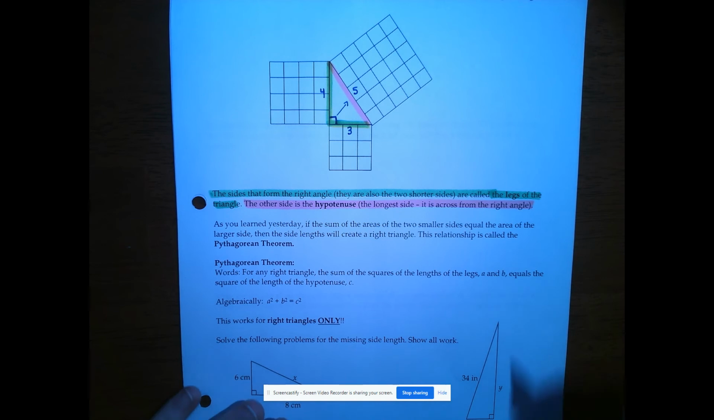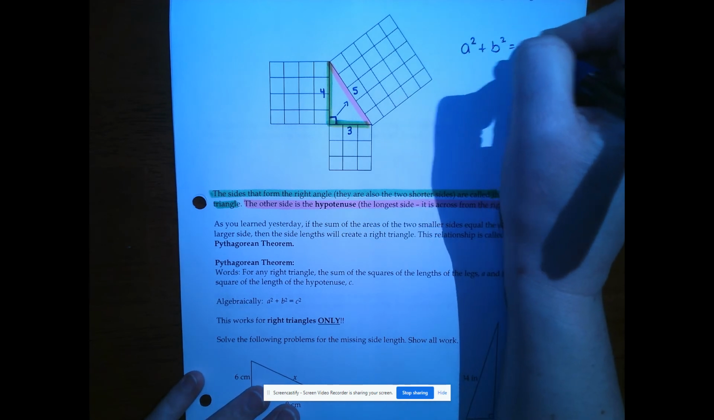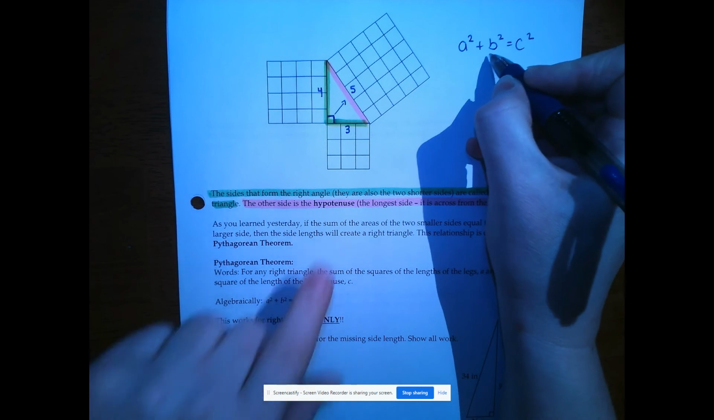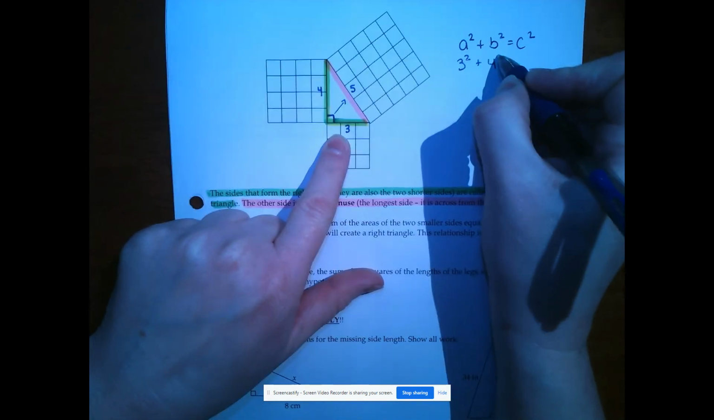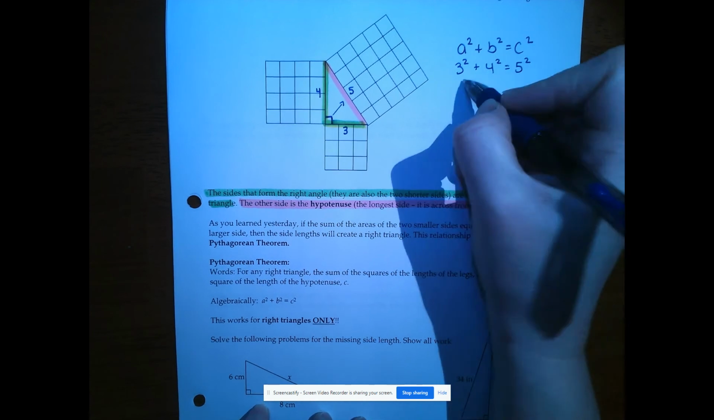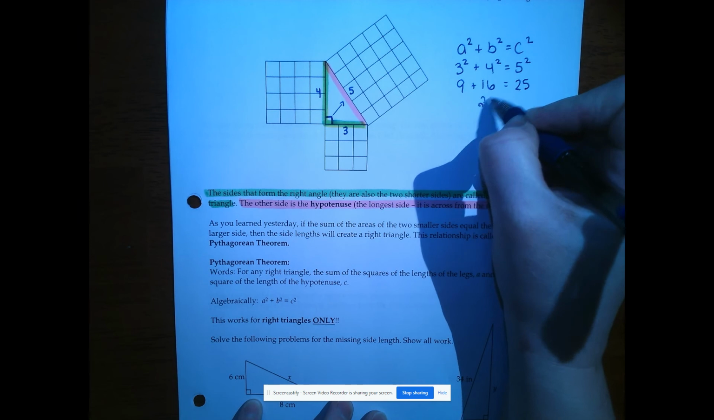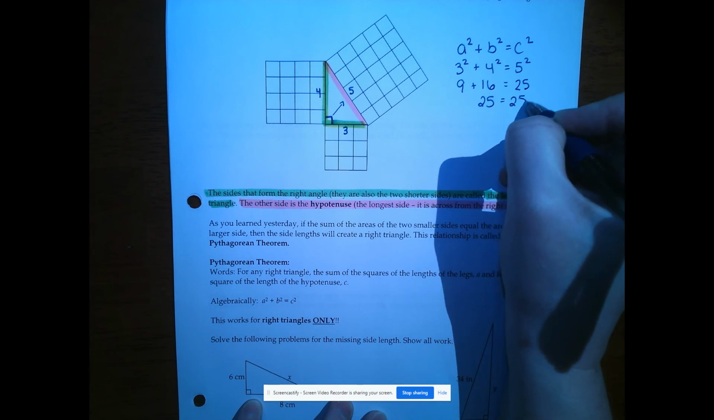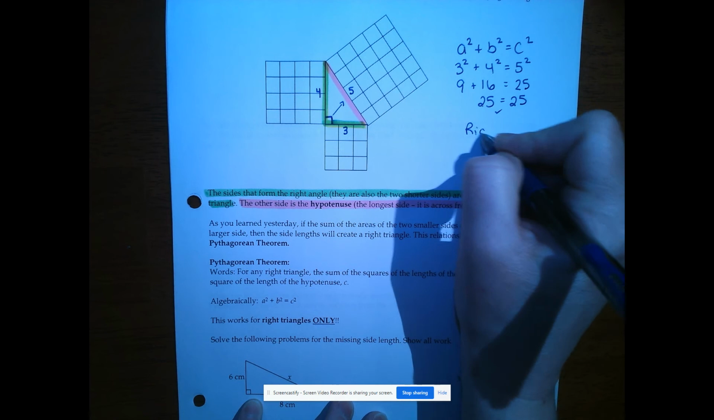So for this one, we would say, does a squared plus b squared equal c squared? A squared and b squared are our two short sides. So 3 squared plus 4 squared, does it equal the longest side, c squared? In this case, we'd have 9 plus 16, which does in fact equal 25. So we would say 25 equals 25. Yep, that checks out. And we would say it's a right triangle.